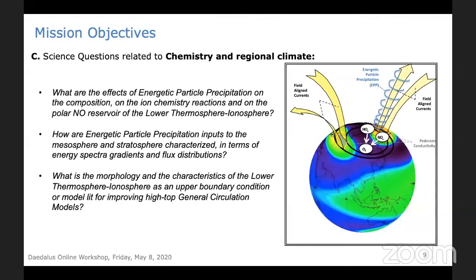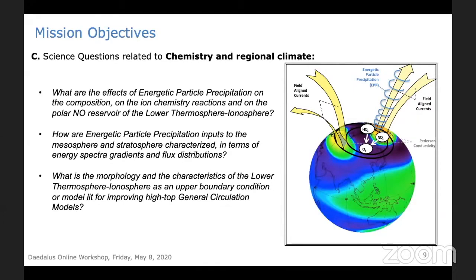And related to chemistry and regional climate, what are the effects of particle precipitation on composition, on ion chemistry reactions, and the polar NO reservoir? How are energetic particles characterized in terms of energy spectra, gradients, and flux distributions? And what's the morphology and the characteristics of the LTI as an upper boundary condition for improving existing general circulation models?